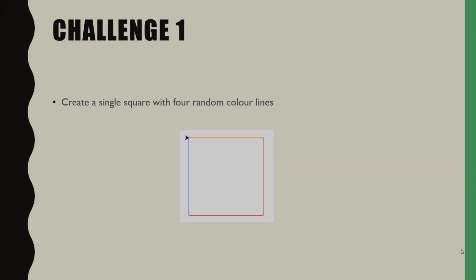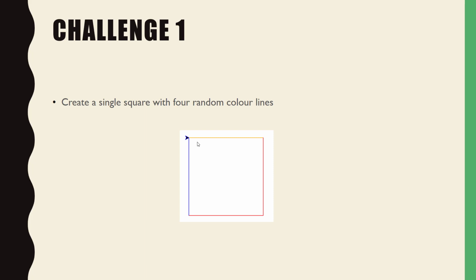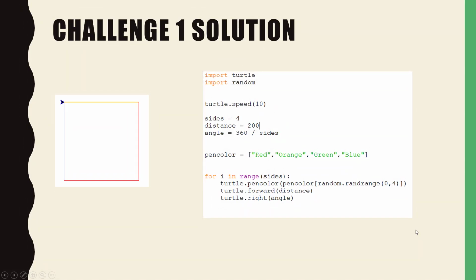Now let's have a look at today's challenges. Your first task is to try and create a simple square with 4 randomly coloured lines. Each time you run the program, the line colours on your square will be different. Pause the video now and attempt this before looking at the solution. Here is the solution to challenge 1. The key to this solution is ensuring that you've put the turtle.penColor line inside of the actual loop itself.